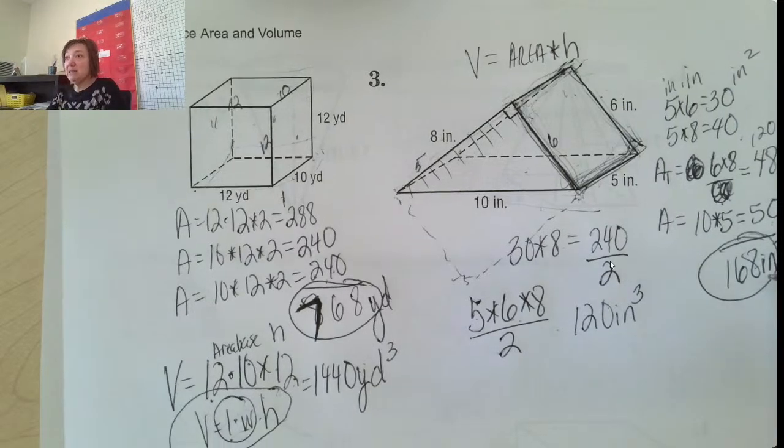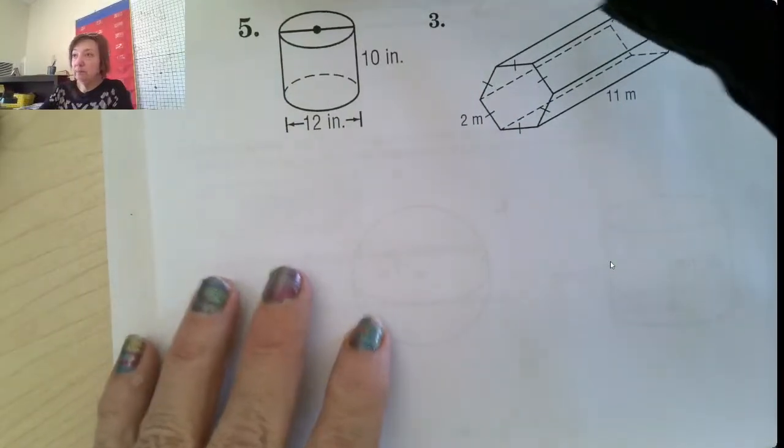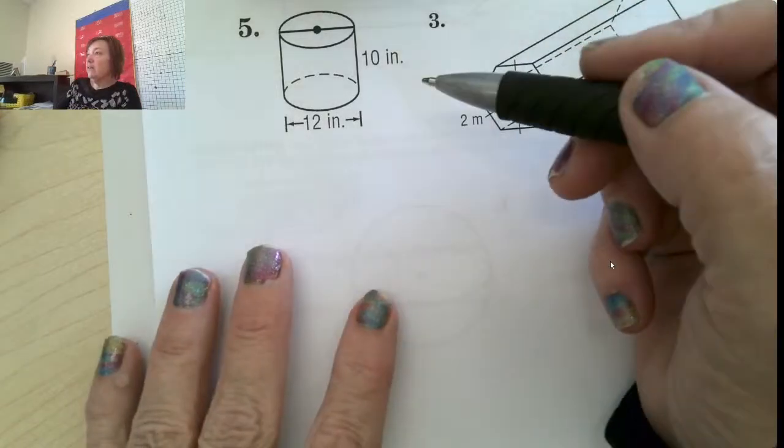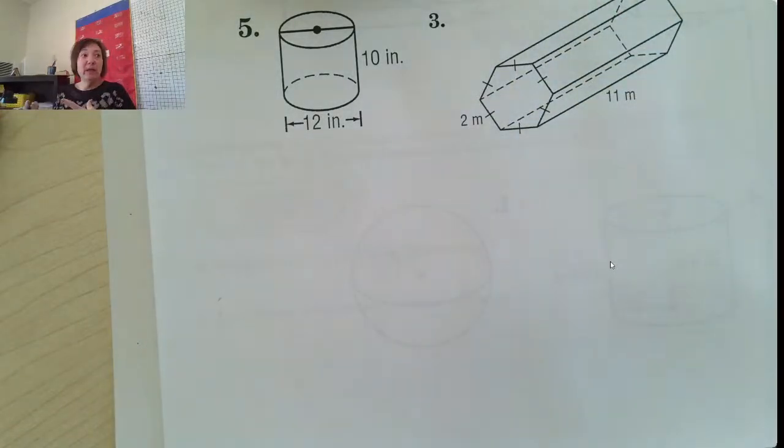Does that make sense? Okay, so look at this cylinder here. So, surface area of a cylinder. Everybody wants to make this so complicated and try to memorize formulas and all that. Y'all, what is the cylinder made out of? What shapes is a cylinder's surface made out of?